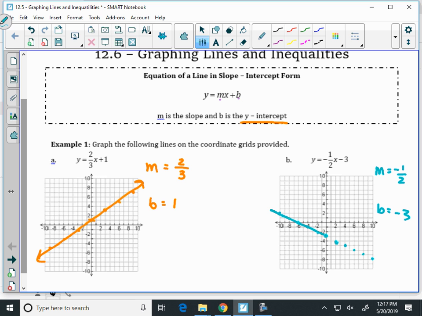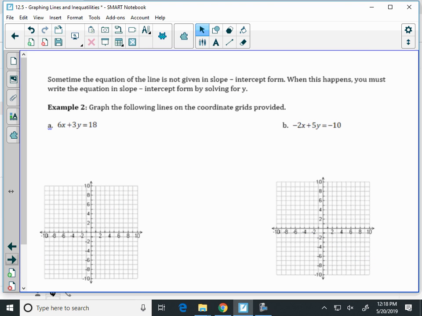And then questions over that? Some basic graphing. Questions over that? And these next 2 examples, sometimes the equation of the line is not given to you directly in slope-intercept form. When this happens, you must write the equation in slope-intercept form by solving for y.